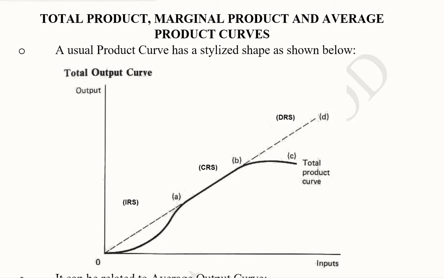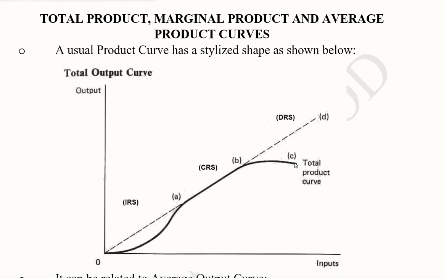In this video we will view the total product curve, the marginal product curve and the average product curve, and also a little bit of its variance. So the first curve is the total output or total product curve that has a certain stylized shape, and this is how it looks. It bends down a little bit and then rises, then remains at a similar, constant slope, and then its slope starts declining and the curve also starts to decline.